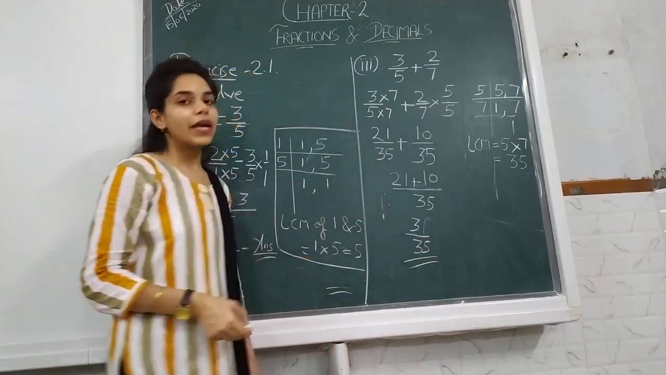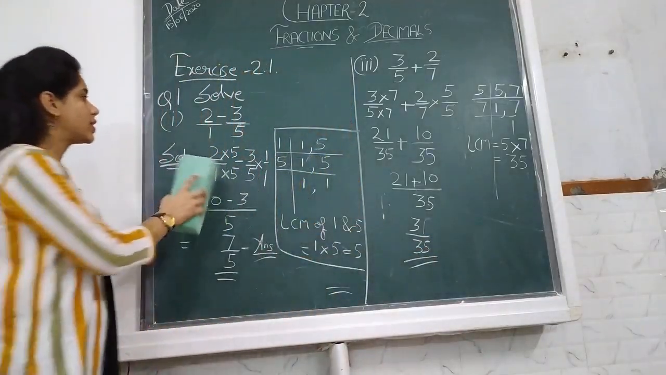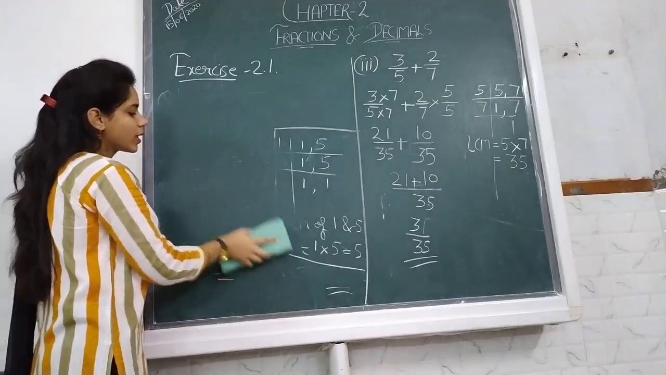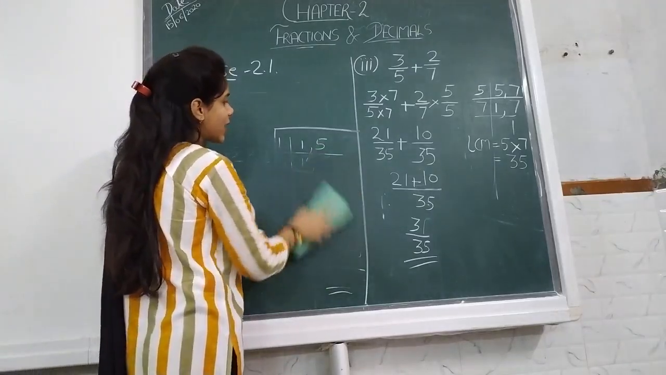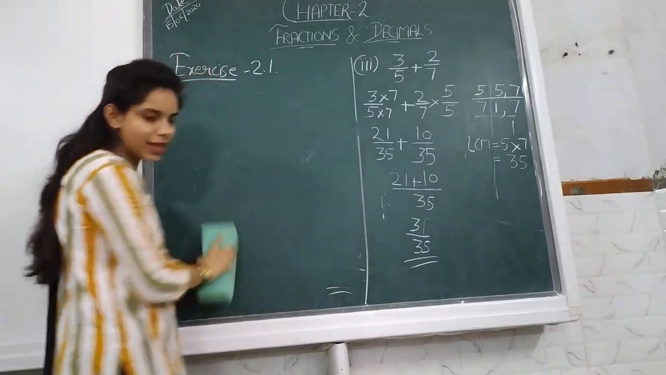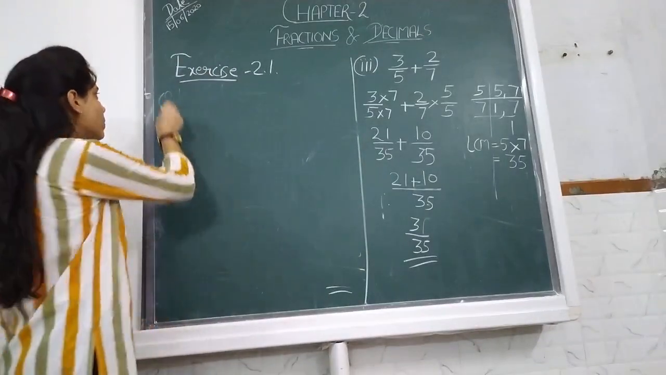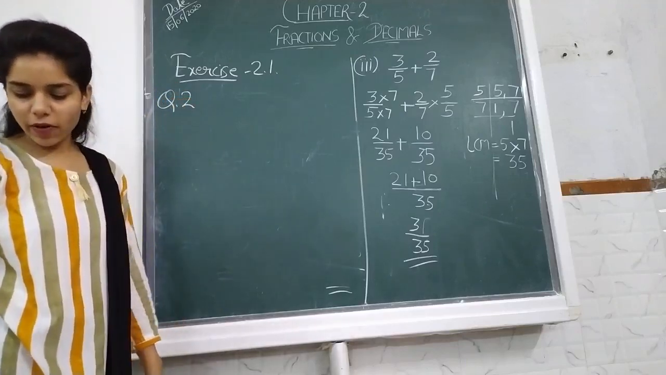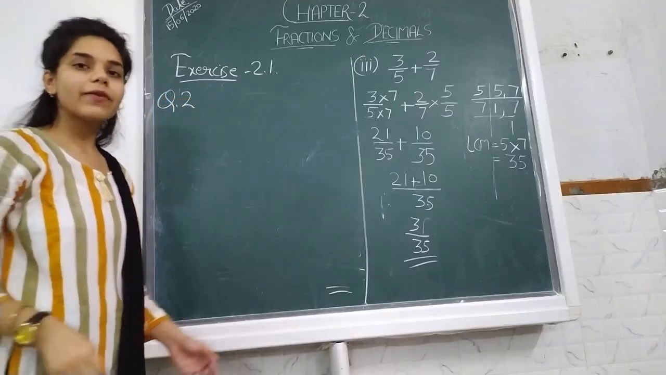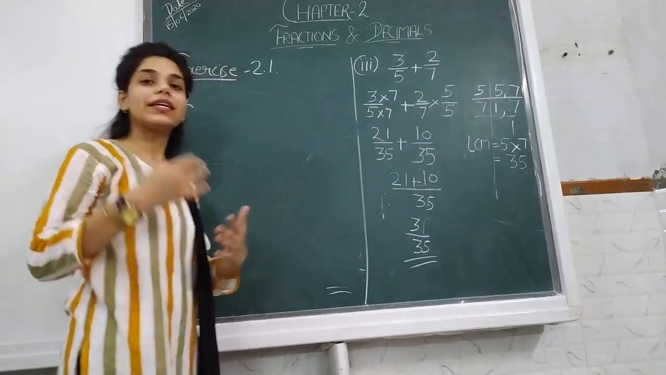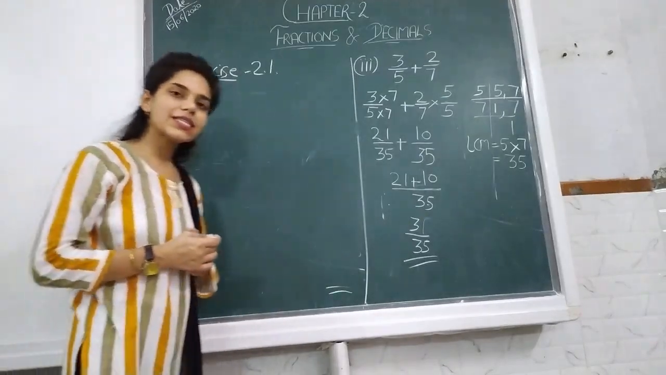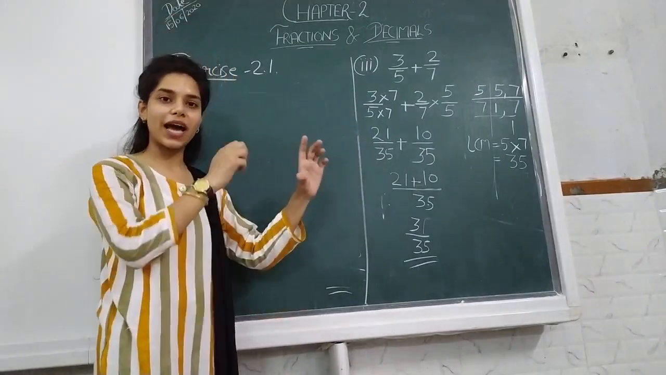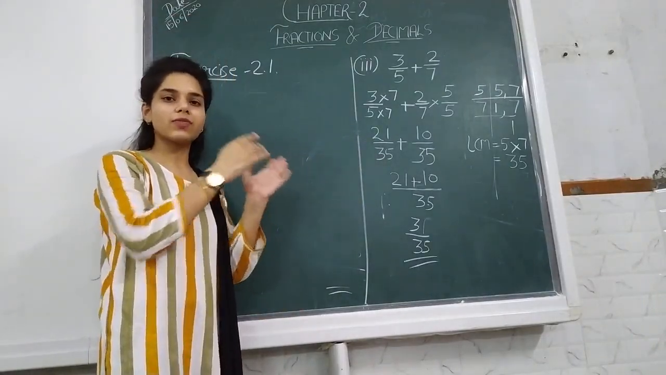Got it? Now these are the questions for addition and subtraction. Now let's start the exercise. Let's start question number second. In question number second, arrange the following in ascending order. We have to arrange these fractions in descending order. What is descending order? In descending order, we have to put the largest value first, then smaller values.